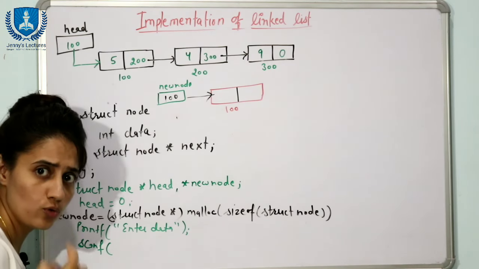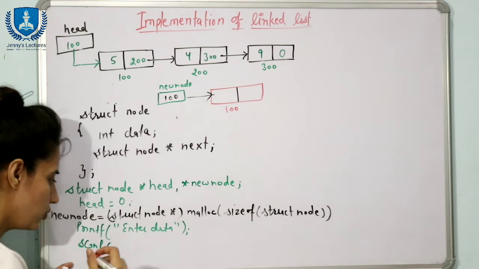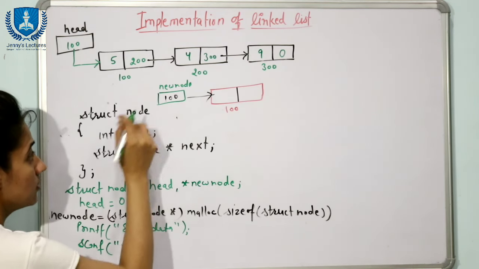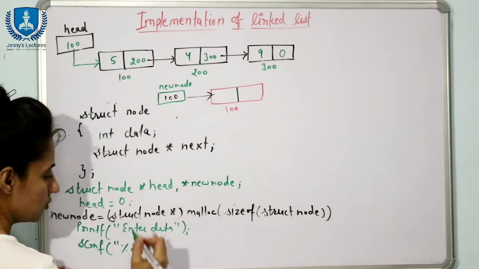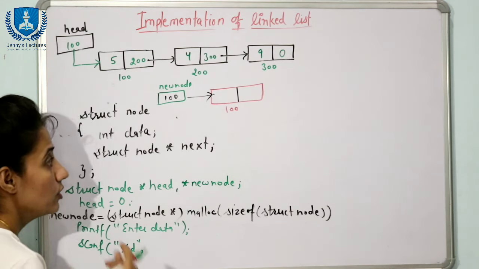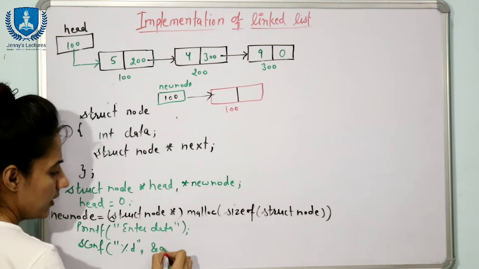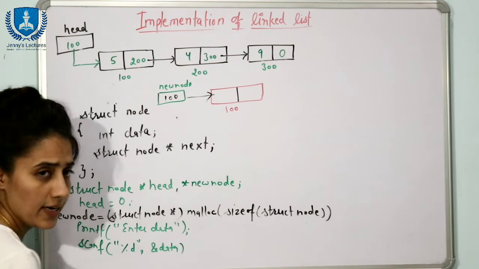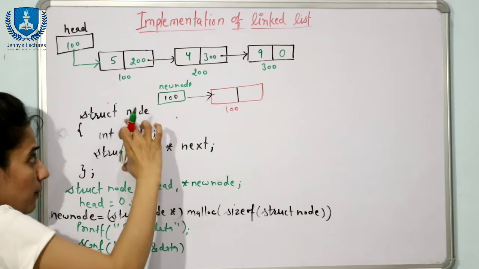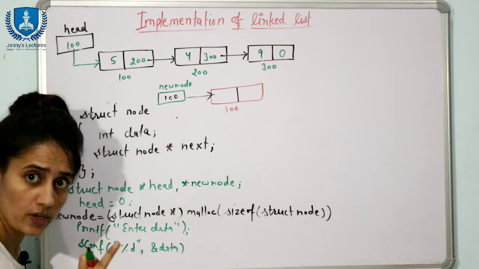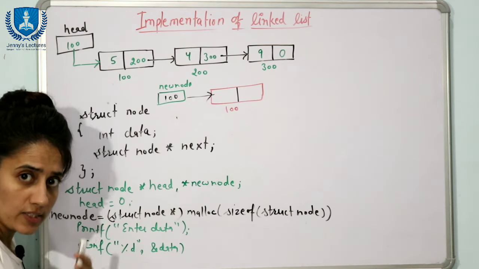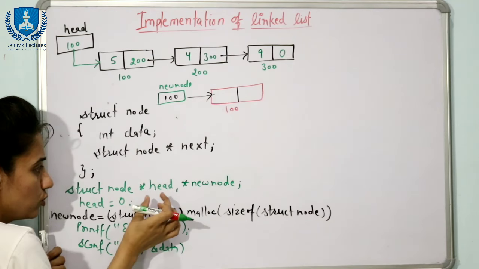Using scanf you are going to take the input from the user. So the data type is int, so we are going to use %d. And now see, you cannot directly write here the address of and data. We cannot directly access the members of this structure. Fine. How are we accessing the members of the structure?